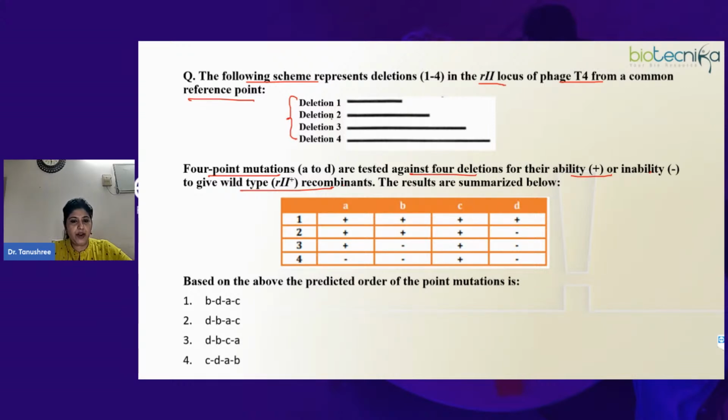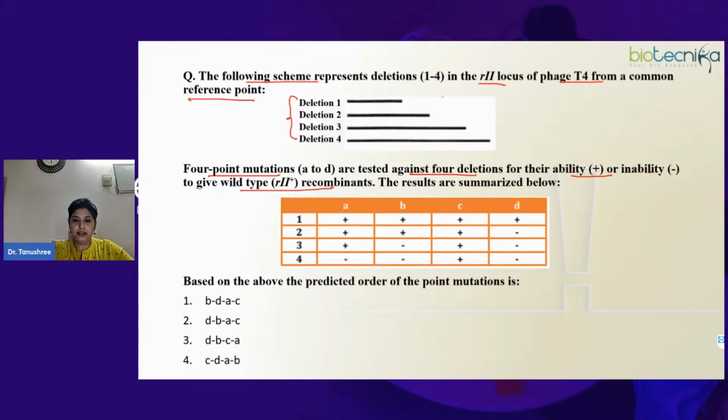So find out again. You have to just match this deletion profile with that of the table which is given. There are some deletions 1 to 4 shown here in the rII locus of phage T4, and 4 point mutations A to D are tested against the 4 deletions for their ability or inability to give wild type. You can only get wild type when the mutant allele is not in the deletion region. If you are getting mutant, that means the point mutant and the region of deletion lie in the same region.